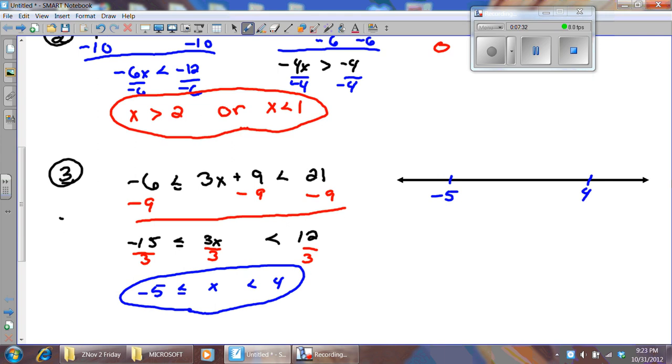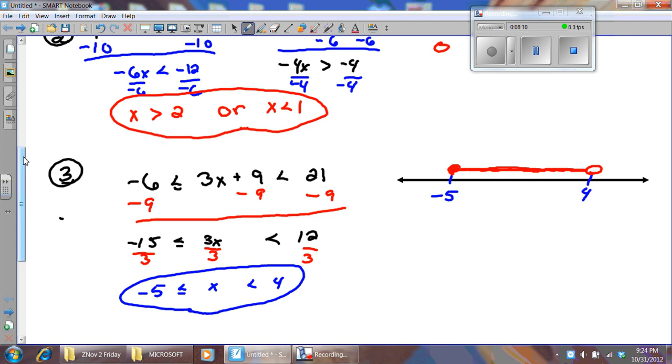I know that at negative 5 I need a closed point. How do I know this? Because it says equals to. And on positive 4 I need an open point. And I want to shade everything between the two. Any number I pick in here will make this inequality true. Any number I pick less than negative 5 or greater than positive 4, or including positive 4, will make the inequality false. This is the solution set right here.